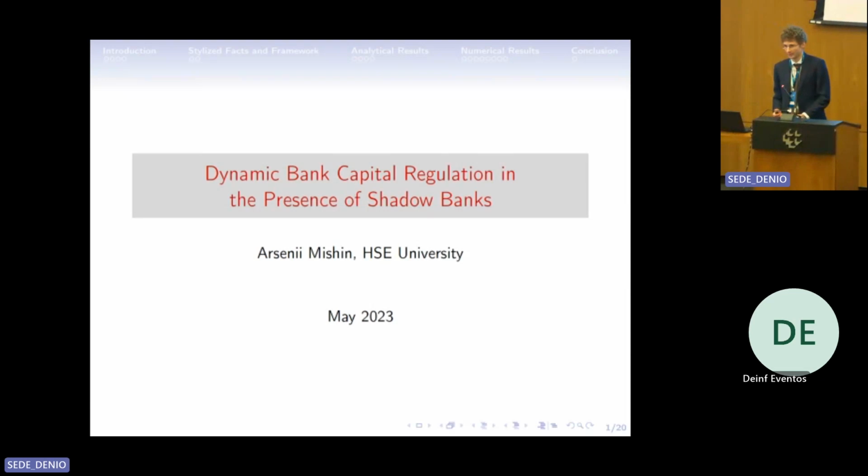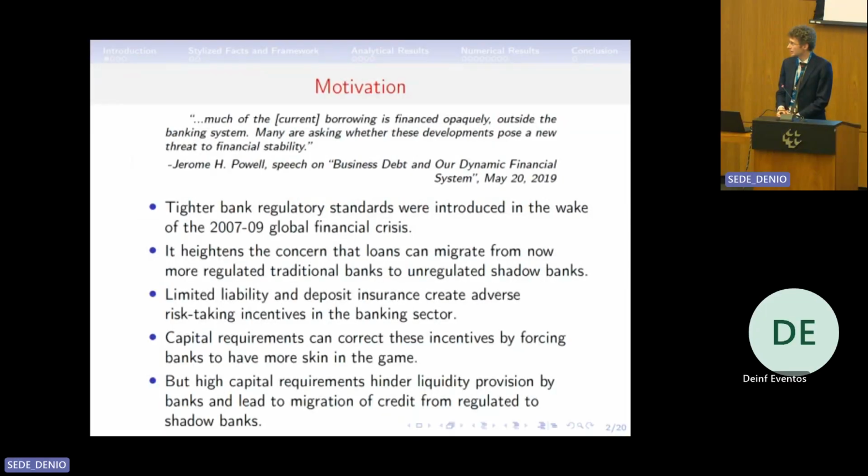Thank you very much for including my paper in the program. This is very different from what you saw in the session. It is a theoretical model, but it has some empirical motivating evidence. My motivation was rooted in the fact that bank regulatory standards were tightened in the aftermath of the global financial crisis, and this has been raising concerns among policymakers that loans can migrate from now more regulated banks to unregulated shadow banks.